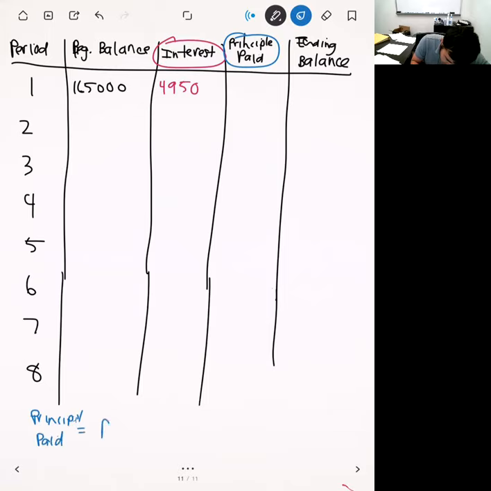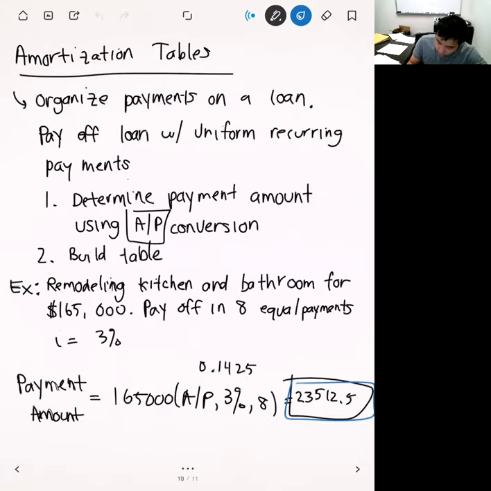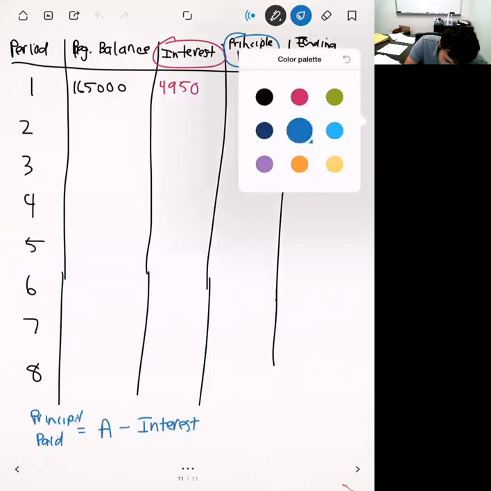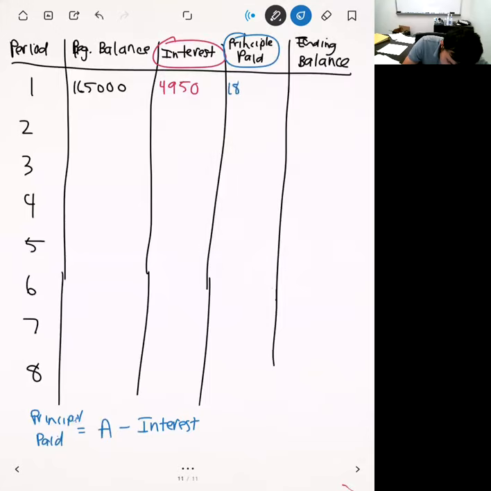The principal paid is going to be your uniform series amount A minus your interest. For this problem, we have 23,512.5, and then we subtract the interest amount, which is 4,950. So for this first period, our principal paid is 18,562.50.